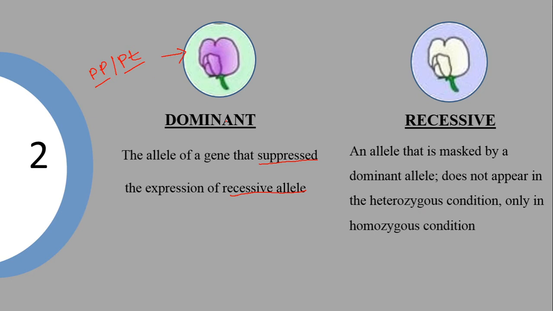Then the next one is recessive. Recessive is an allele that is masked by a dominant allele, does not appear in the heterozygous condition and only appears in homozygous condition. We can also say that the character which is not expressed in F1 generation after a cross is called recessive, and recessive is always written in small letter. So for example, here for white flower we always use small p and small p, which is in homozygous condition, not in heterozygous condition.